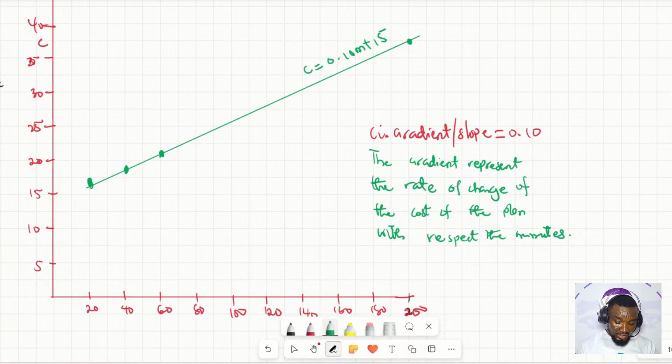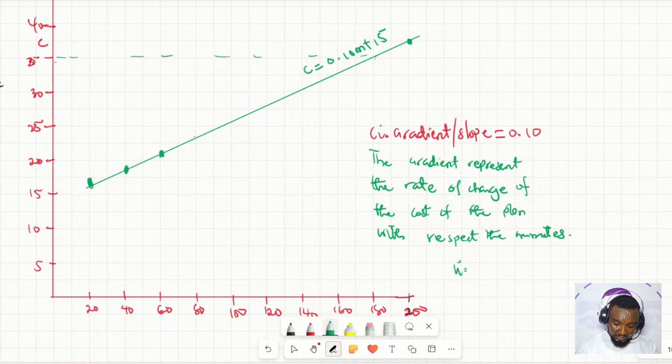So that is what the gradient represents, because once the slope is increasing, realize that the cost that you are going to pay would continue to increase. So we see that when you end up spending 200 minutes, you have to pay some amount, something higher, and so on and so forth. So that is what it actually represents.